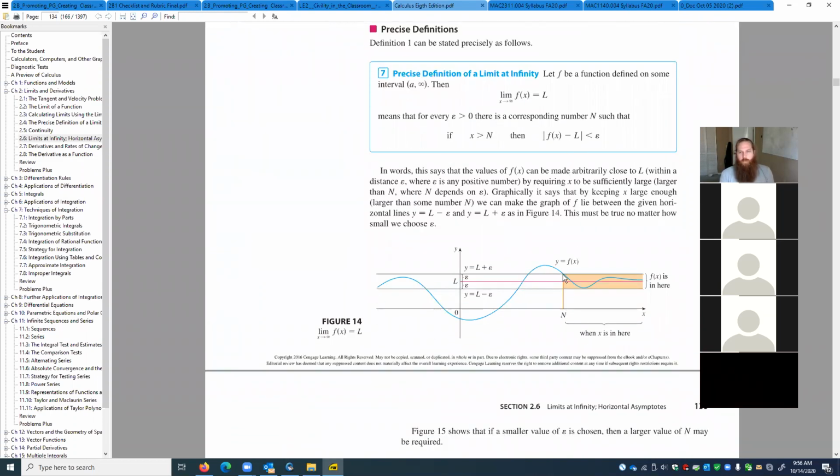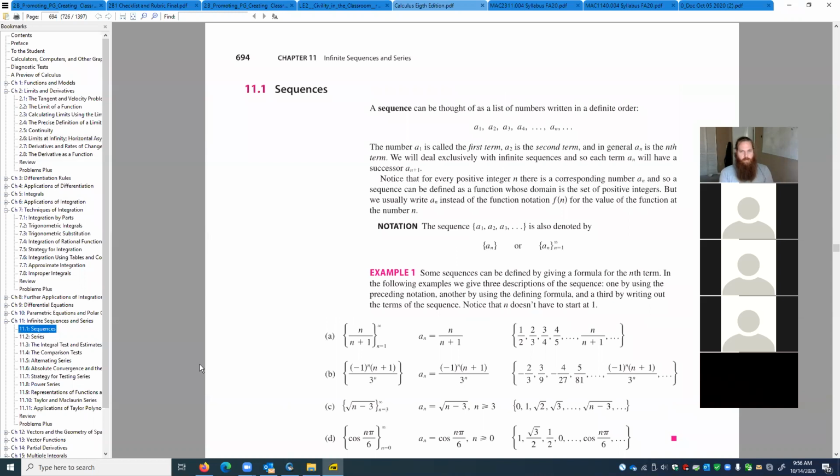So if you go to the right of capital N, the graph stays inside this window. Compare that to the picture for sequences. It's really the exact same thing, right? Only instead of having a curve, when you talk about sequences, you just have a few dots. The good news is that because these definitions are the same, all of the tricks you learned back in 2.6 can be applied to sequences.